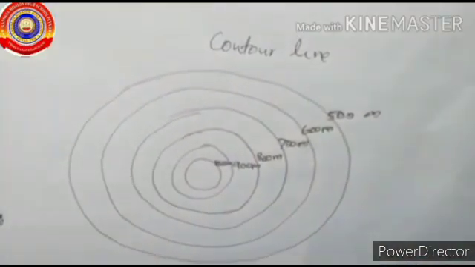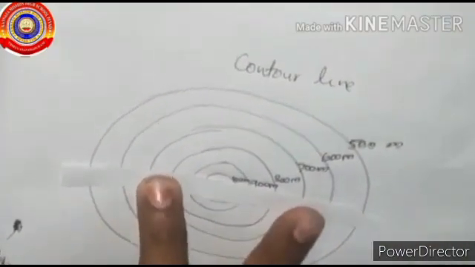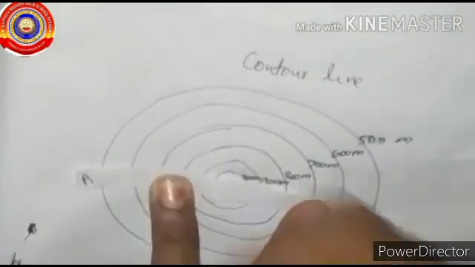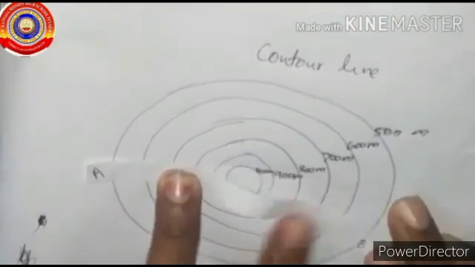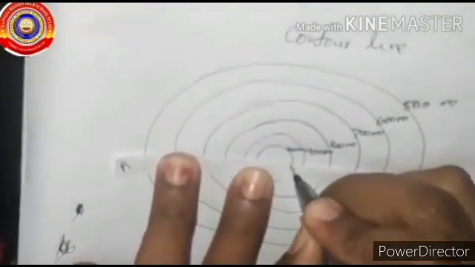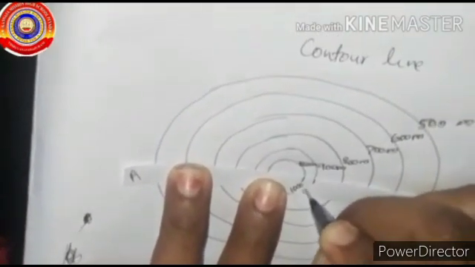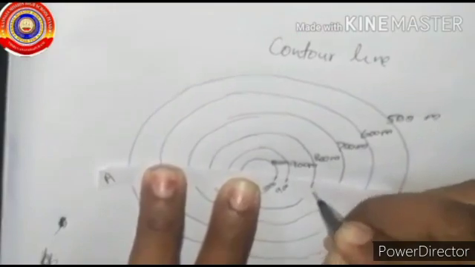This is a contour line. Place a paper strip across the contour pattern. Mark A and B at either end of the paper strip. Mark and label the values of the contour lines cutting across the paper strip.